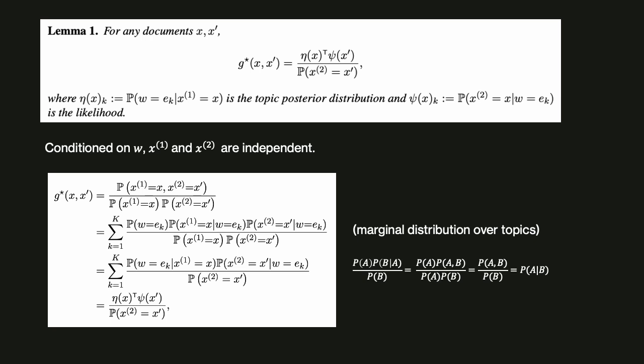So here's the actual outline of the proof for this lemma. The key here is that conditioned on the topic vector W, X1 and X2 are independent from each other. This is because, as we saw in the document generation step, after the topic distribution is sampled, each word in the document X is generated independently, conditioned on W. The second line in this proof just decomposes the joint probability by summing over all possible topics e_k. And then the third line is using Bayes' theorem, which we can see on the right-hand side.